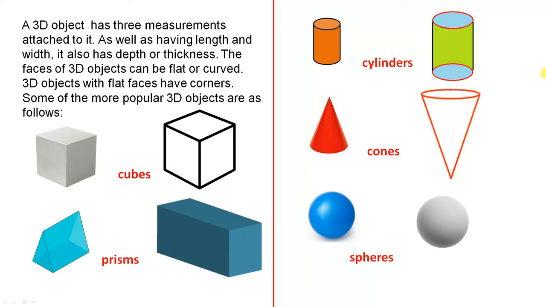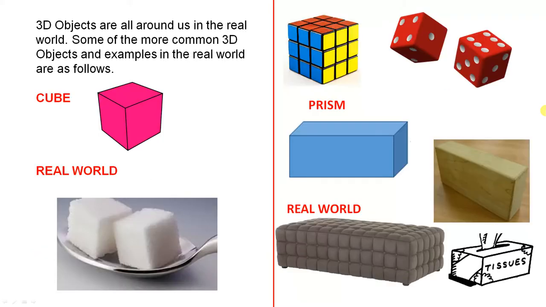Some of the more popular 3D objects are as follows. We have cubes, prisms, cylinders, cones, and spheres. 3D objects are all around us in the real world. Some of the more common 3D objects and examples in the real world are as follows.